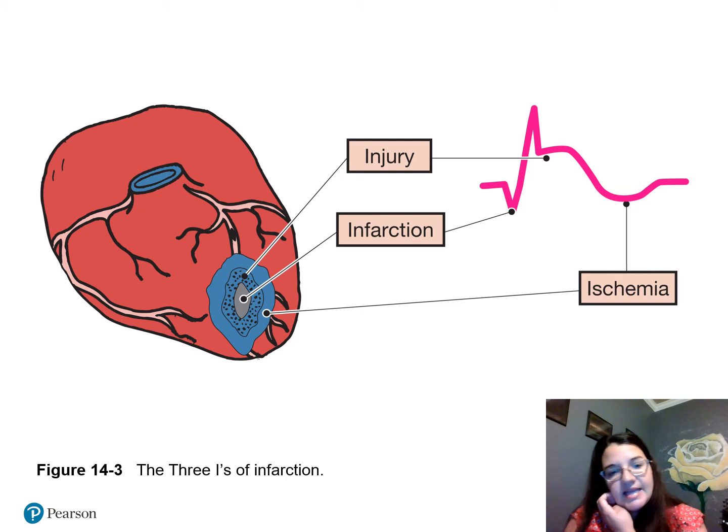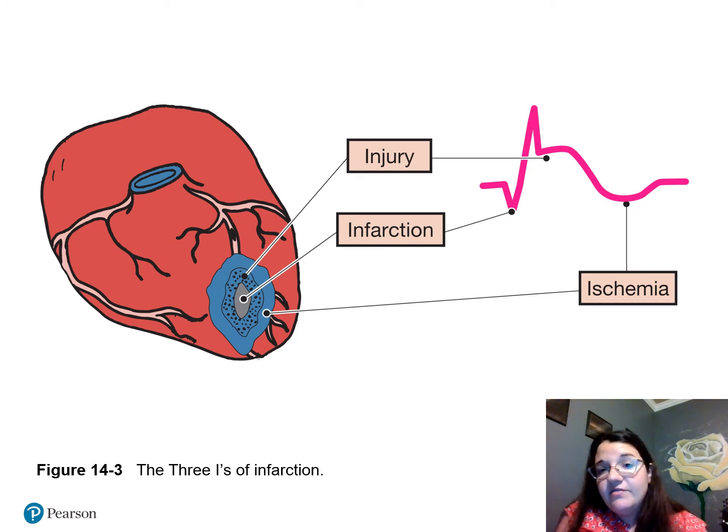So this is what it looks like, your three I's. So we're going to start off. The first I is ischemia, and then you'll notice your T wave is inverted, and we're going to have a palish color. The second phase of I's is your injury. Notice your ST elevation.